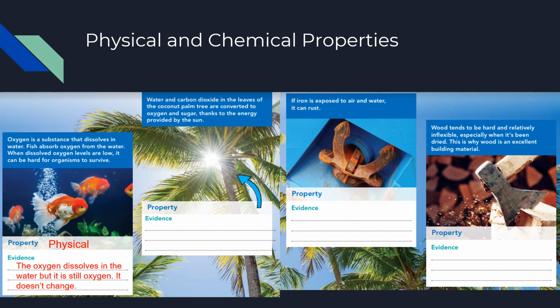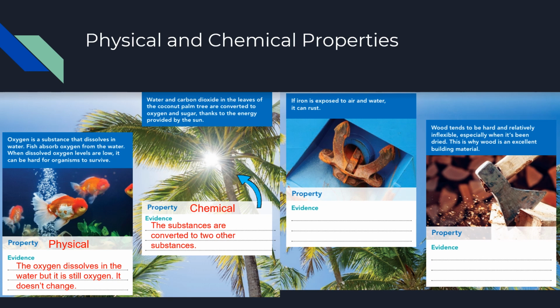It doesn't change. Now, water and carbon dioxide in the leaves of the coconut palm tree are converted to oxygen and sugar, thanks to the energy provided by the sun. Is this going to be a chemical or a physical property? And it's a chemical. The evidence being that the substances are converted to two other substances.